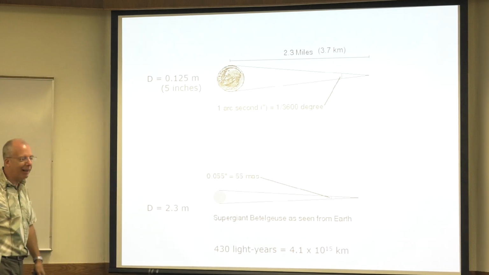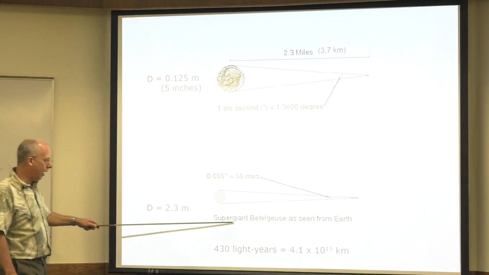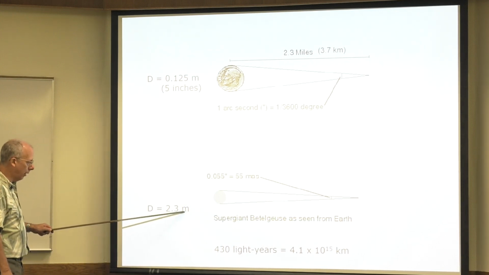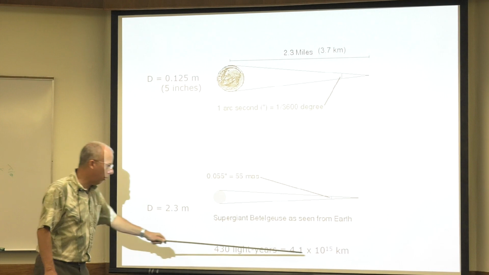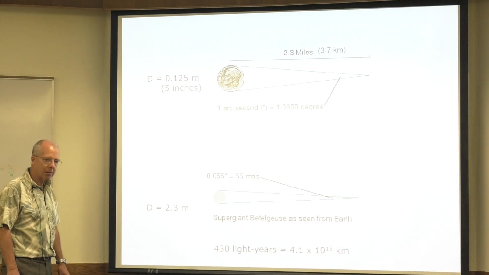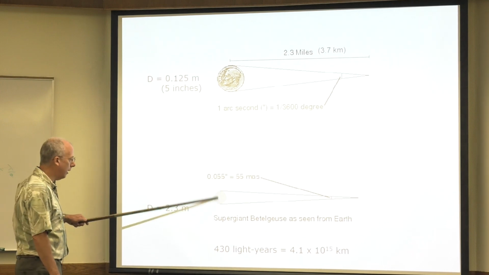Well, that's no good. Here, supergiant Betelgeuse, 2.3 meter lens. Look at how far away it is. It takes light 430 years to reach us. But you could see it.